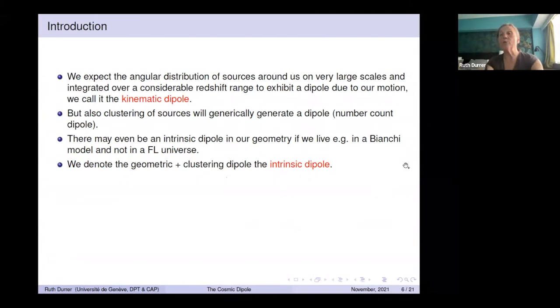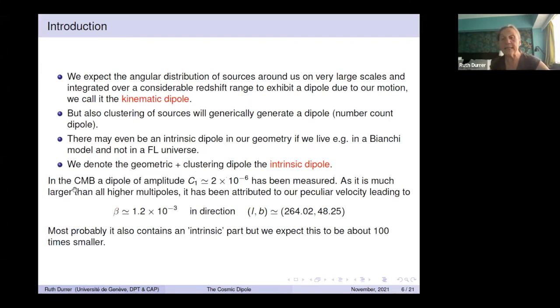We expect the angular distribution of sources around us on very large scales, integrated over a considerable redshift range, to exhibit the dipole due to our motion, which we call the kinematic dipole, which is due to our motion with respect to these sources. But we cannot forget that sources are clustered, and this clustering will also generate a dipole, the so-called number count dipole, which may be small, but we can calculate it. And who knows, maybe we are mistaken. We actually live in a Bianchi universe and not in a Friedmann universe, and our geometry has an intrinsic dipole. We shall call the combination of such a geometric and clustering dipole the intrinsic dipole.